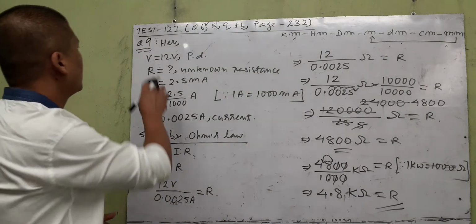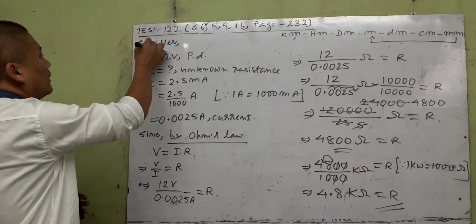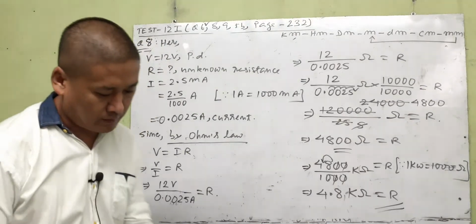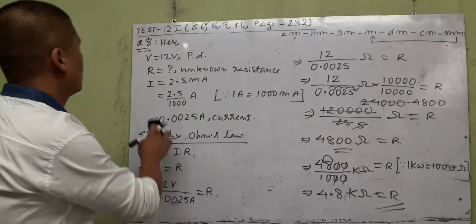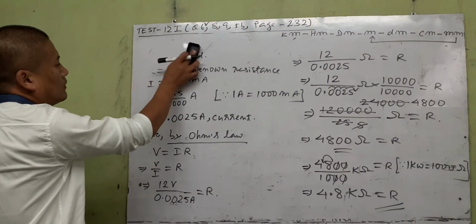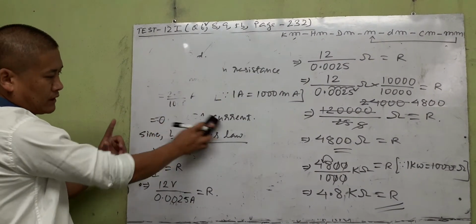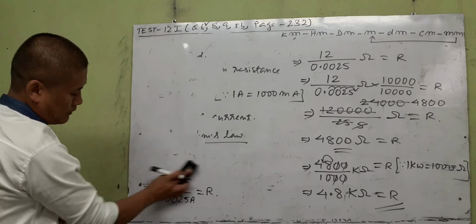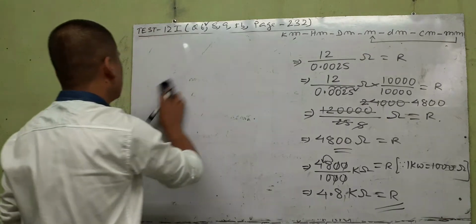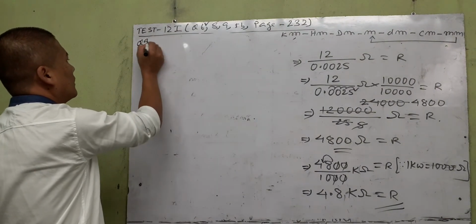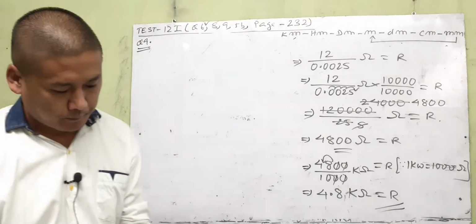Last one is question number 9, page 232. Oh, sorry, this is not 9, this is 8, the one we've done just now. Now we'll go to 9. Let's do it slowly. Please remember the one we've done just now is 8. We're now going to do 9. Let's go and read the question. Question number 9. Go about it slowly.